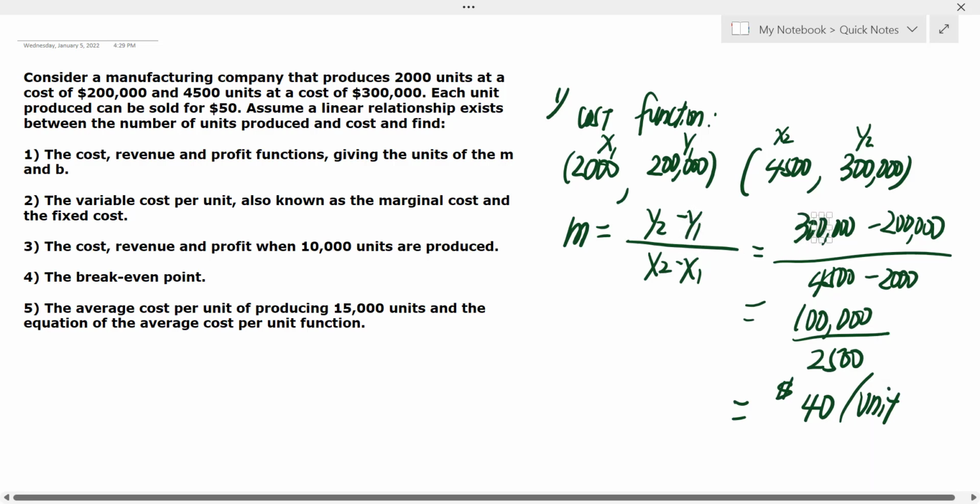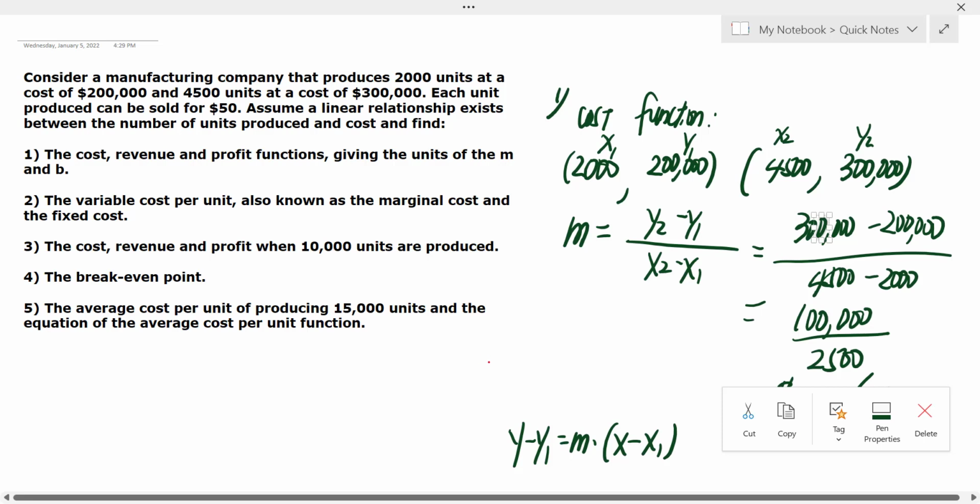Now, once we know this, let's find out the equation first. So y minus y1 equals slope times x minus x1. From here, we will find out the cost function.